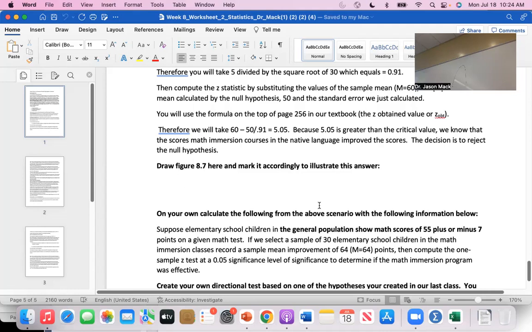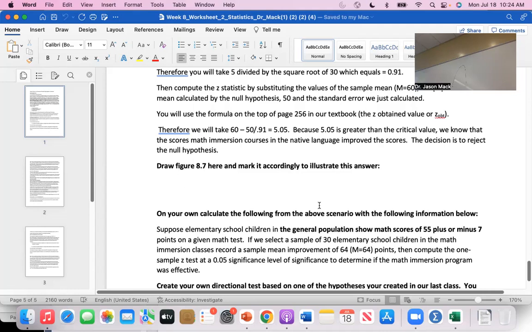So we're trying to see whether or not the new sample shows a mean improvement. So we're going to start with the original sample, the population mean, and we're testing whether the alternative is greater than this value. So the null hypothesis with the math immersion program: mean improvement is at most 55 points in the population. Alternative: mean improvement is greater than 55 points in the population.